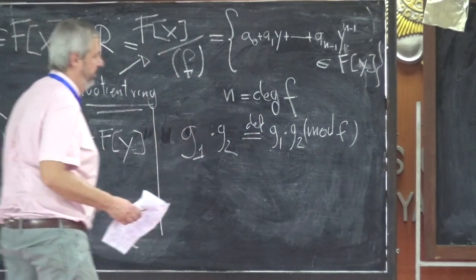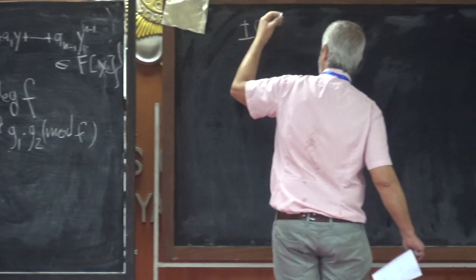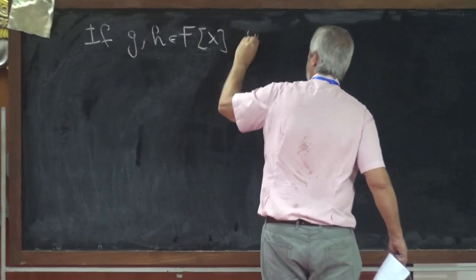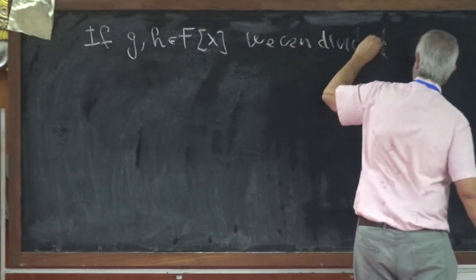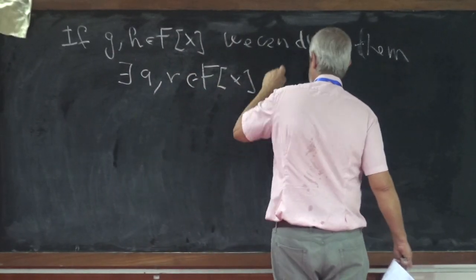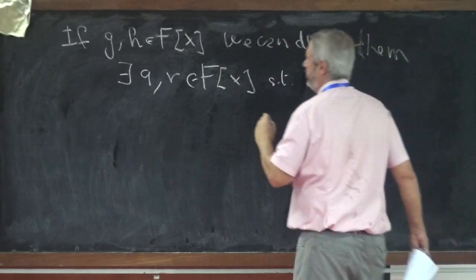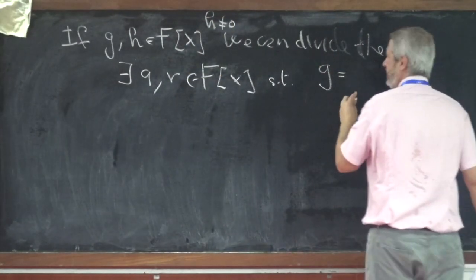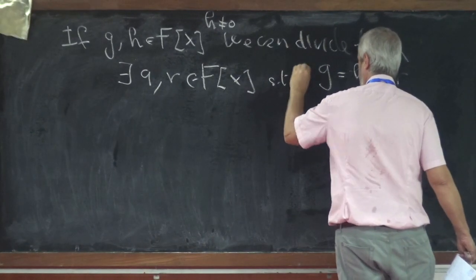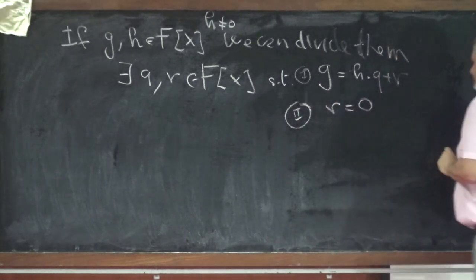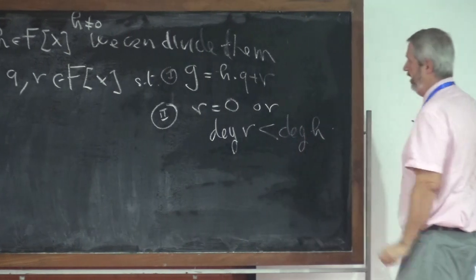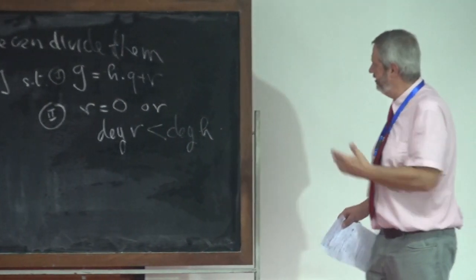So if I have two polynomials, g and h, then we can divide them, in the sense that there exist Q and R, again polynomials, such that two things happen. G is equal to H times Q plus R. This is the first requirement. And the second requirement is that R is either 0 or the degree of R is strictly smaller than the degree of H. Okay? So I can always do a Euclidean division of polynomials.